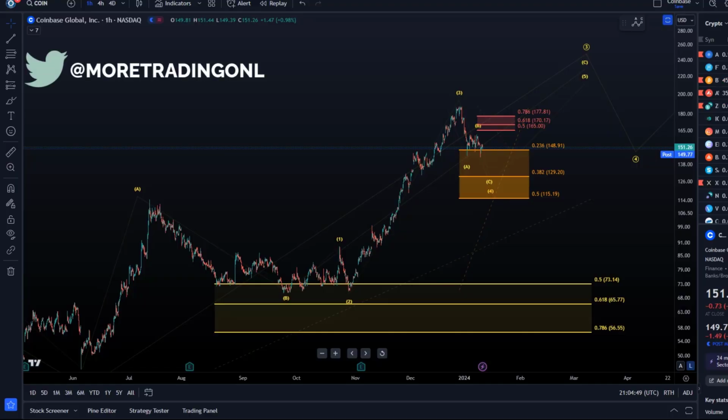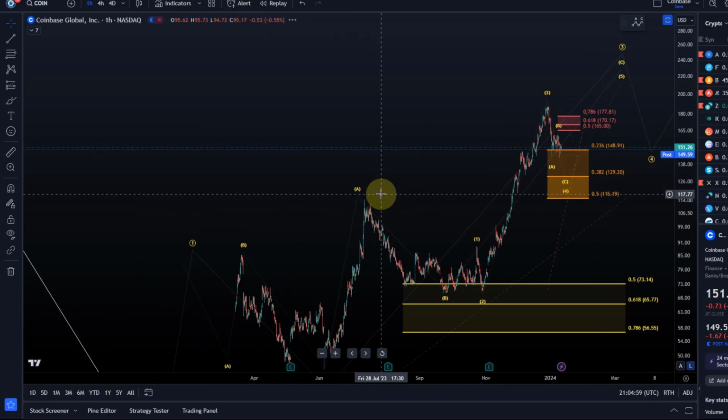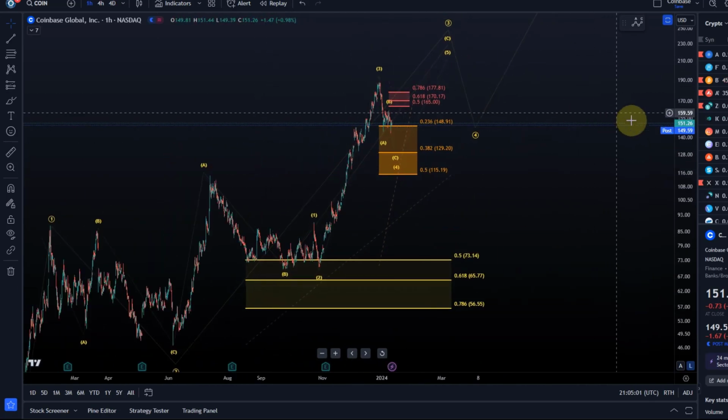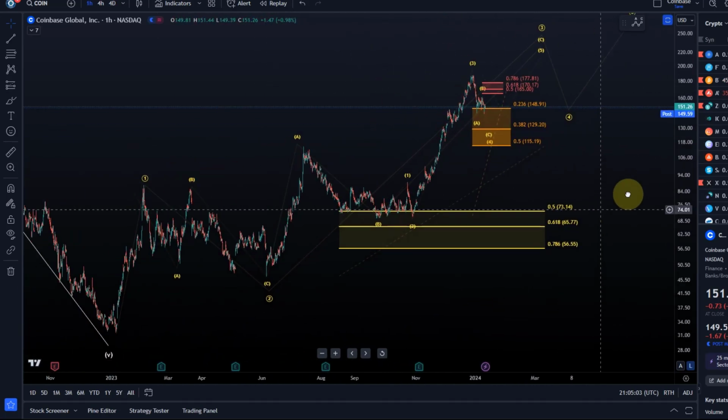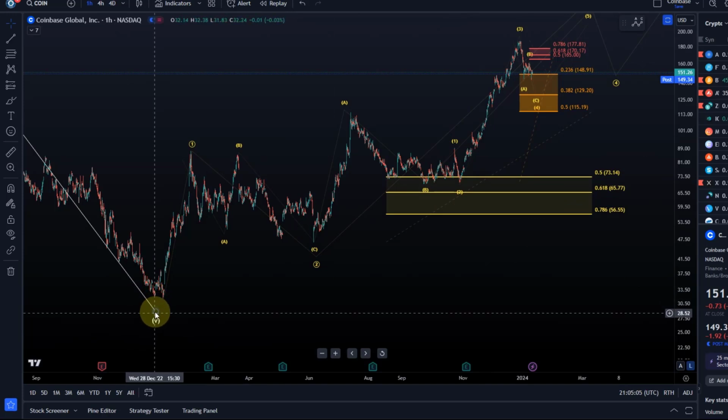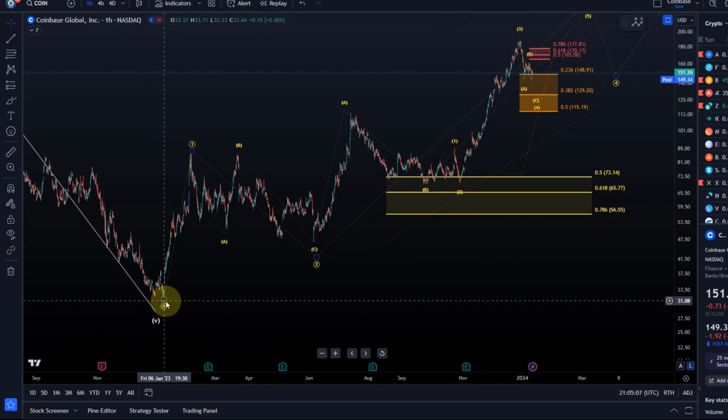We haven't covered Coinbase for a while. It's time to look at the chart again and take a look at the current structure. So the chart is moving most likely in a bullish structure in what I would consider a diagonal pattern to the upside, which started here at this low point in December 22.